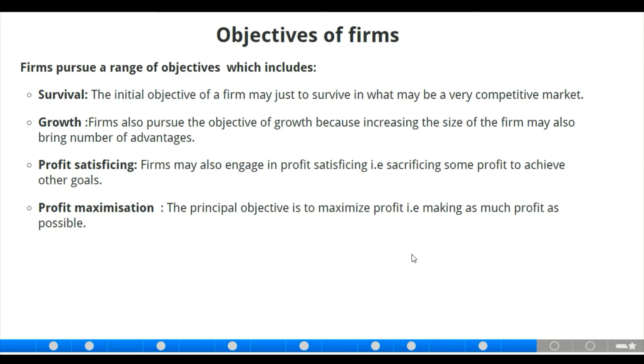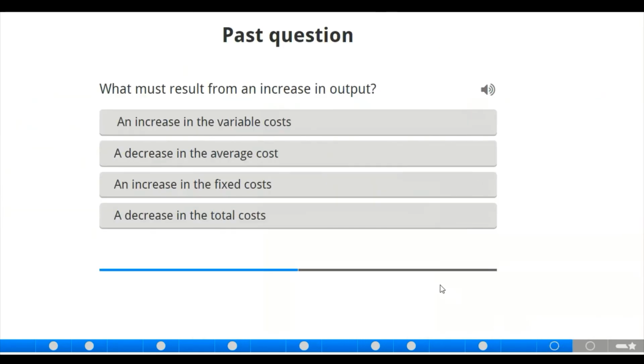And we also have growth. Firms also pursue the objective of growth because an increase in the size of the firm may also bring a number of advantages. Of course, that's true. And we also have profit satisficing. A firm may also engage in profit satisficing, that is sacrificing some profit to achieve other goals. We also have profit maximization. The principal objective is to maximize profit, that is making as much profit as possible. Now let us move to the next slide.